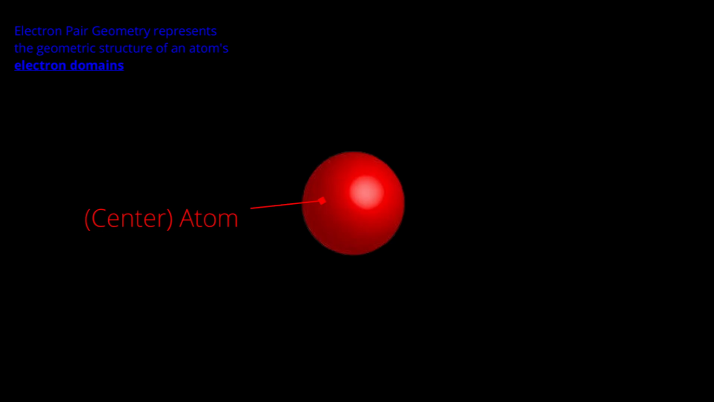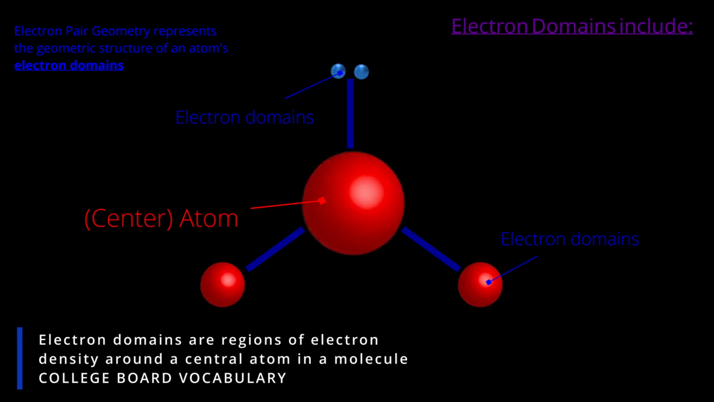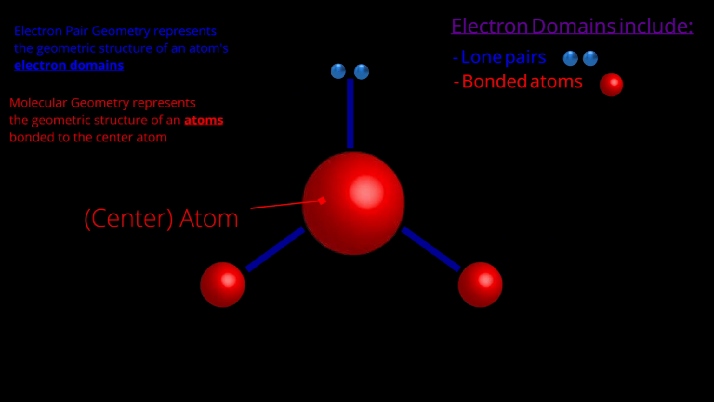Alright, so let's talk about the difference between electron pair geometry and molecular geometry, as I would say a good amount of people, including myself at first, confuse the two. Electron pair geometry represents the geometric structure of an atom's electron domains, which include lone pairs and bonded atoms, while molecular geometry only represents the geometric structure of atoms bonded to the center atom. So when your teacher asks you what the geometry of a molecule is, they are almost always referring to the molecular geometry.